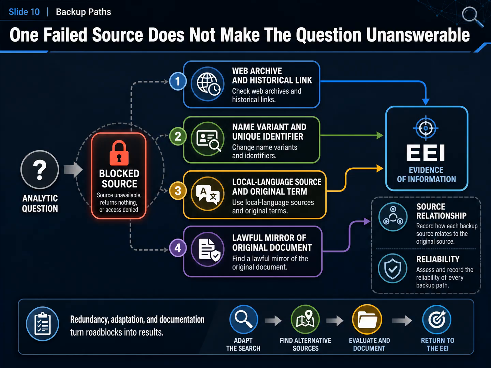The same document may also exist in a lawful mirror or another official page that cites it. A backup path is not permission to substitute a vaguely similar article. Record how the substitute relates to the original source and whether reliability has changed.